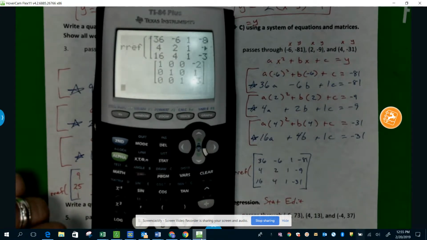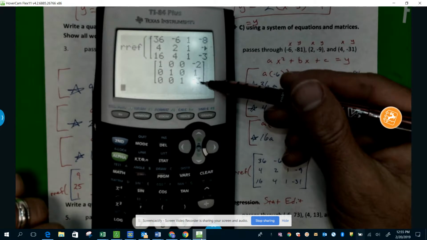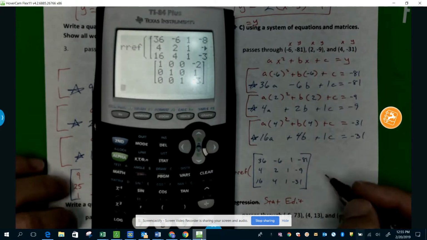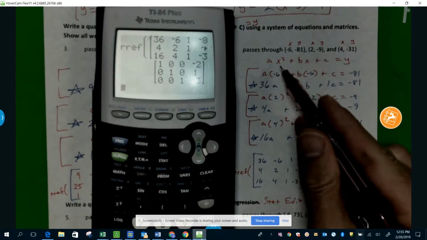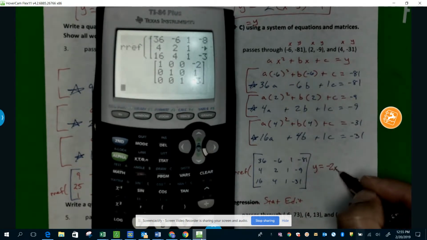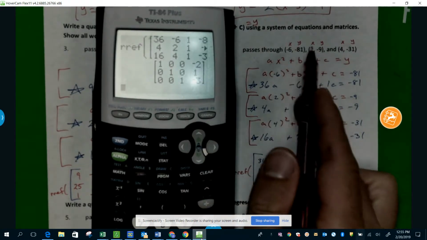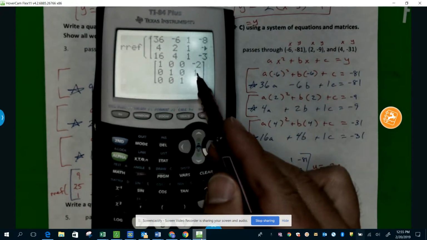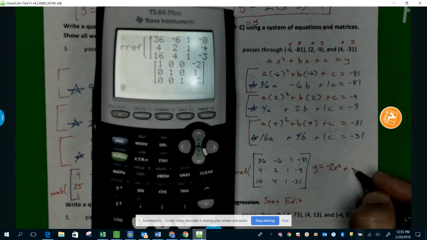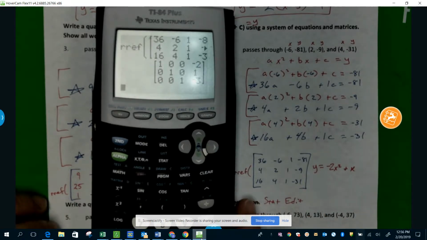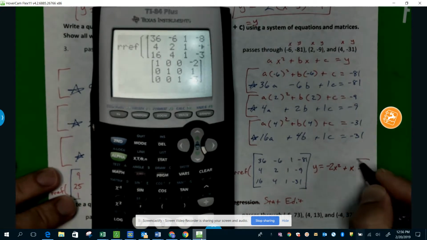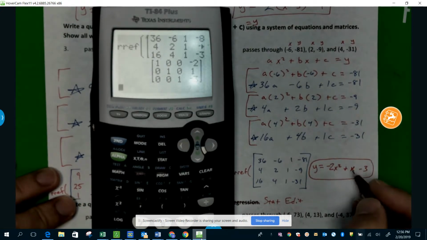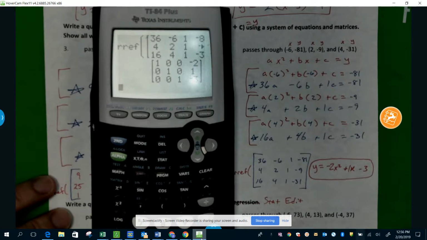So when I hit enter on that, here are my A, B, and C values on the right. My A is negative 2, so instead of ax squared, we've got y equals negative 2x squared. Instead of bx in the middle, we've got positive 1. You can either put 1x or just x, either way. And then my c value is negative 3, so we'll put a minus 3. So there is my equation. If you want to put a 1 in front of that x, you can.